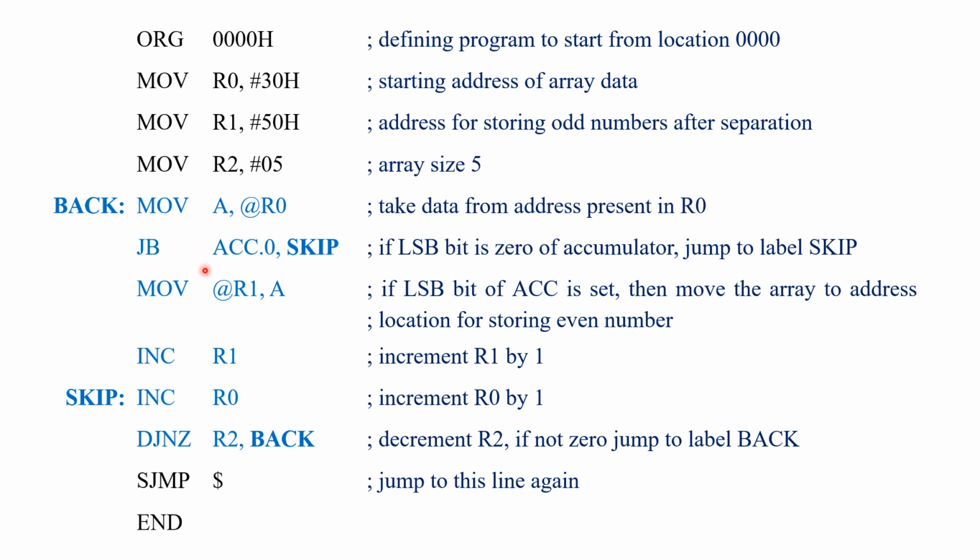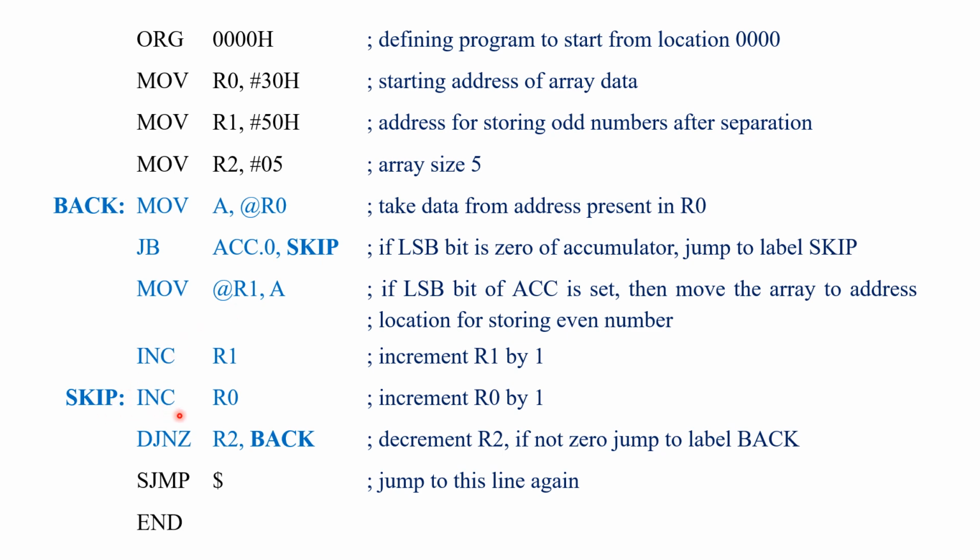Then JB ACC.0, skip. So this stands for jump if bit is set, and that bit is accumulator dot 0, the 0th bit position of the accumulator. If it is set, then go to skip. Right? So if that bit is set, it's an odd number. So odd numbers we are not storing. Therefore we are going to the label skip, and that label skip is over here.